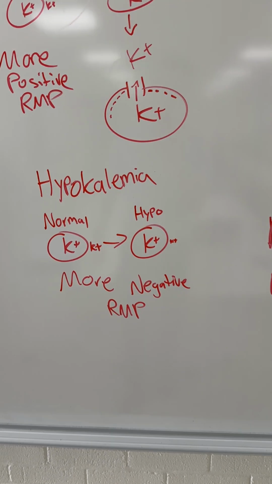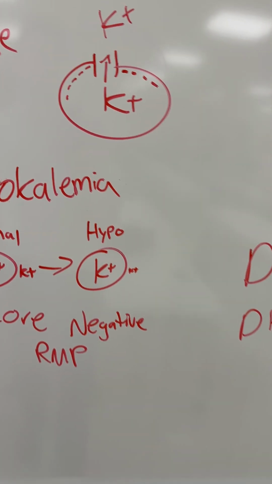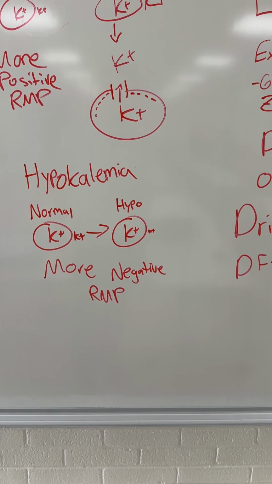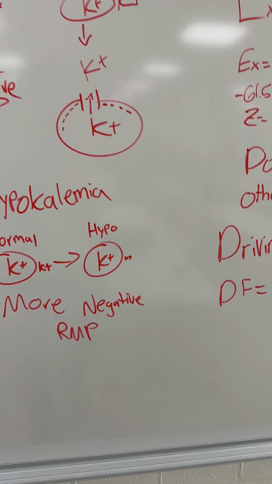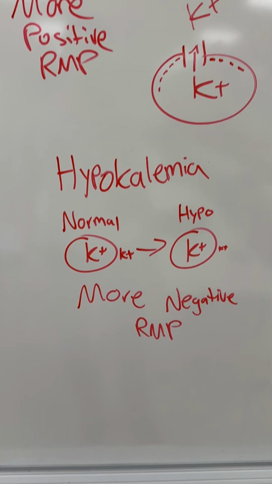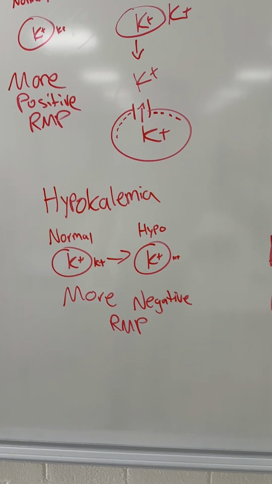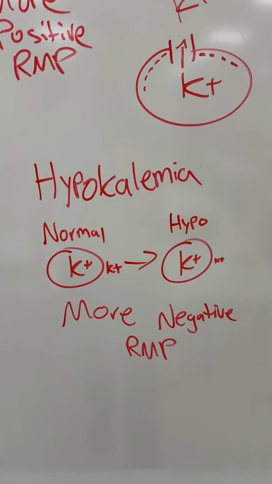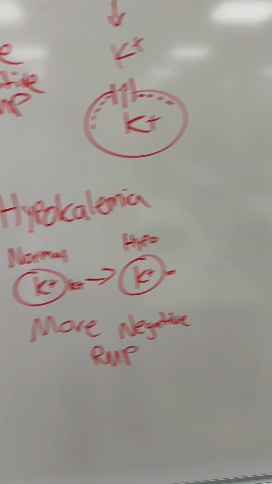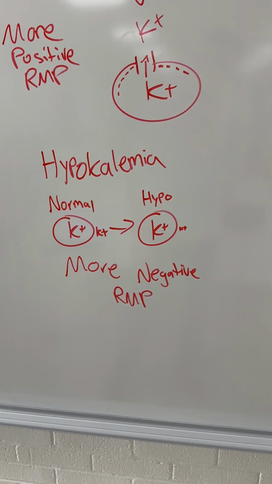Additionally, we can have hypokalemia, which is a lower amount of potassium than usual outside the cell. This drastically exaggerates the concentration gradient that we already have. So potassium is going to really want to leave the cell now, and this results in a more negative resting membrane potential because we have more positive ions leaving the cell.